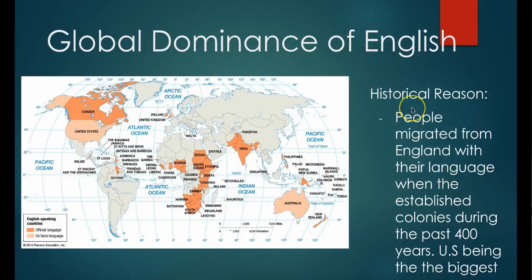For the historical reason for this, people migrated from England with their language when colonies were established. Notice that many of these, with colonization, are English colonies. You have Canada, United States, South Africa, India, a lot of small island states, New Zealand here, Australia. So keep in mind, one of the historical reasons is colonization through the UK.